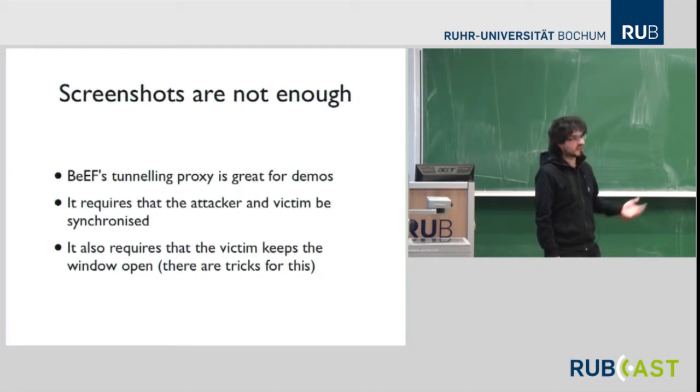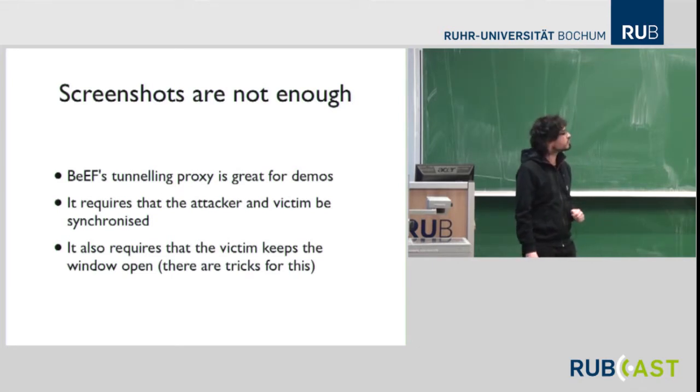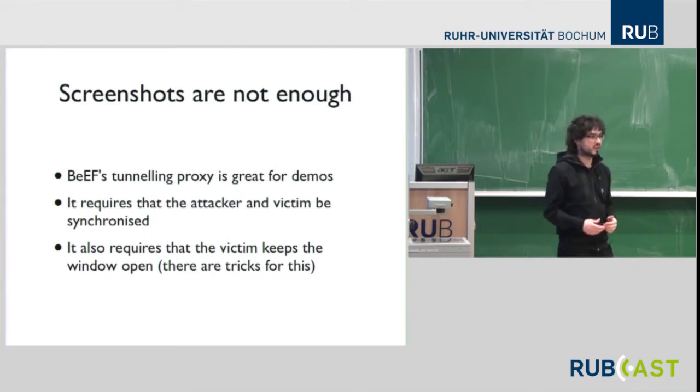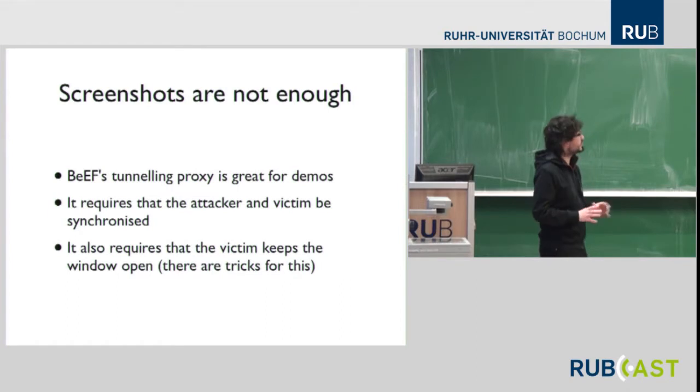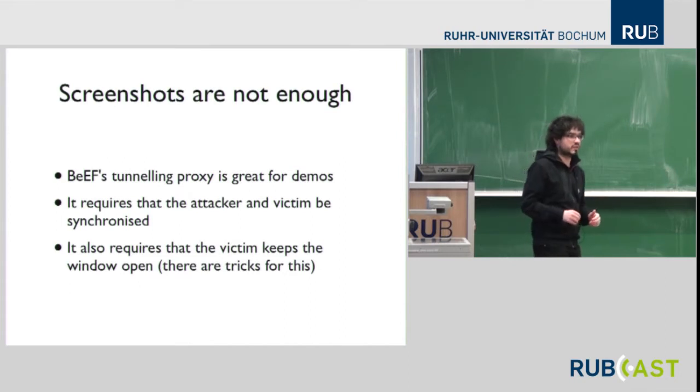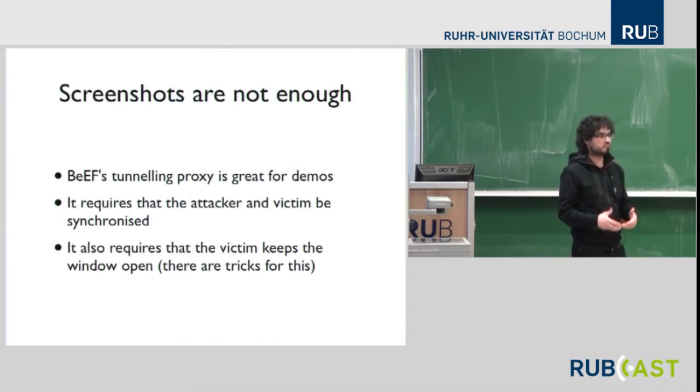I like Beef. Beef has a lot of features. One of them is the tunneling proxy. And it's great for demos, especially if you have the administrator next to you and you're doing a live demo for them. Then Beef is ideal, because you can tell them, hey, log in and do this, and then you can use the tunneling proxy to use the administrator's web browser and show them that you are logged in through their web browser. That's pretty cool, but it does require the attacker and the victim to be online at the same time, so you need to be watching and seeing what's happening.